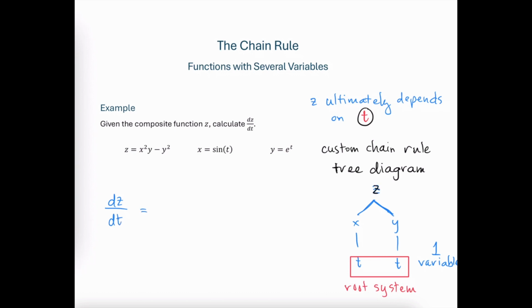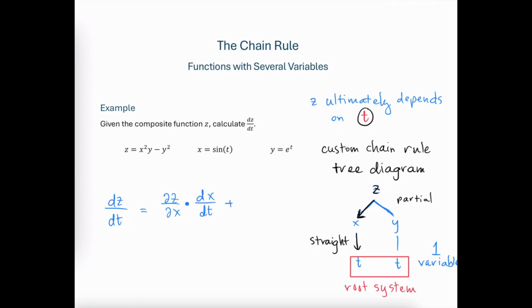So starting at the top of the tree, we're going to need to go down both branches, but one at a time. So we'll start by going down the x branch. Now, because z depends on x and y, this first level is going to generate a partial derivative. And we'll say we're looking at the partial of z with respect to x. And then continuing down the x branch, we're going to go from x to t. And because x depends only on t, this next level is going to be a straight d derivative. So we multiply by straight d, the derivative of x with respect to t.